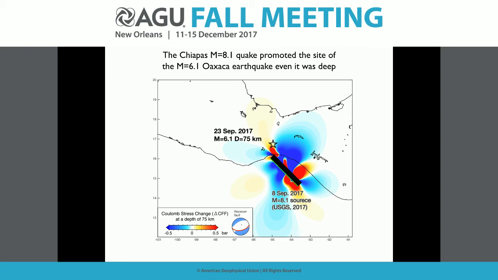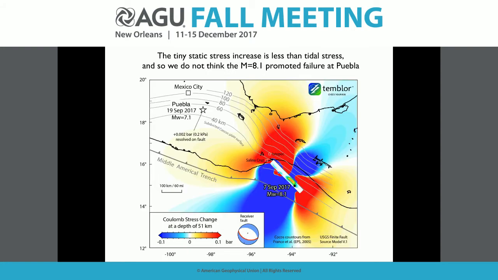But the difficult thing is that the second one is very far from the first Chiapas event, I think 600 kilometers northwest from here. So we resolved the Coulomb stress onto the nodal plane of the Puebla event, the second one. But you can see this is located almost white. That means the stress change is really tiny, actually 0.2 kilopascal, which is far below the tidal stress. So probably no relation between them in terms of static stress transfer.